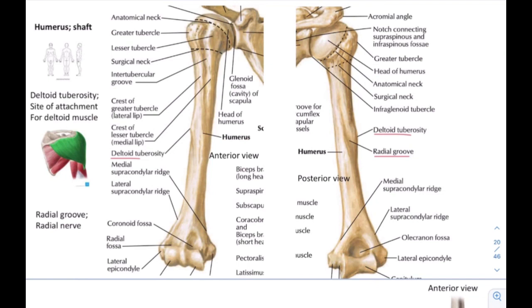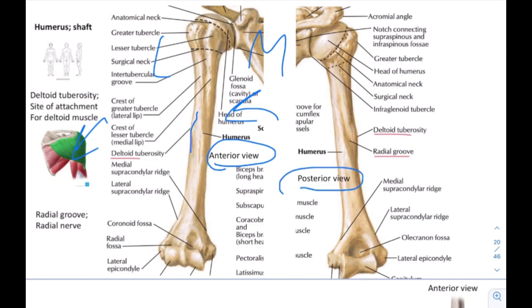Okay, so let's talk about the shaft. So this is an anterior view of the humerus. Laterally, so this is lateral, this is medial. Laterally, you have the deltoid tuberosity, and this is where the deltoid muscle attaches. And here we have a posterior view of the humerus. So you're looking at the arm from behind. We have the deltoid tuberosity laterally, where the deltoid muscle attaches.